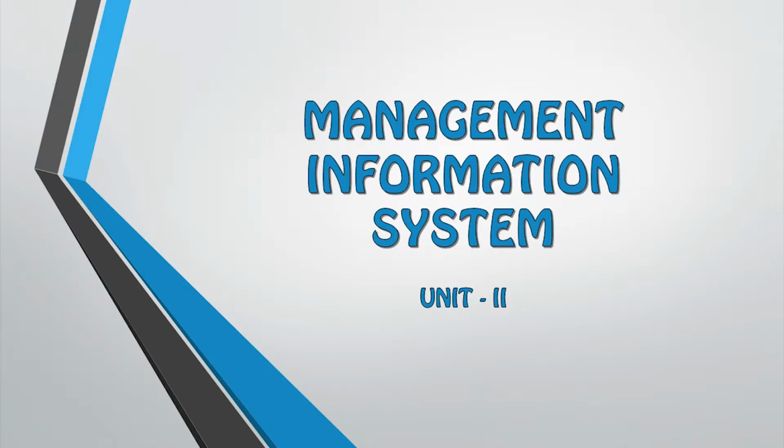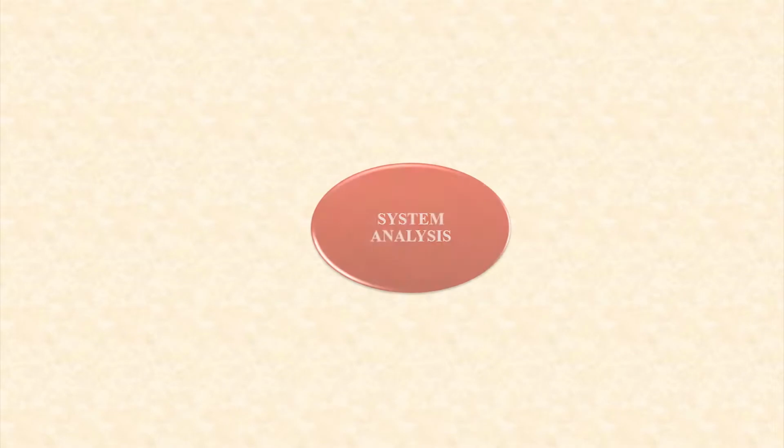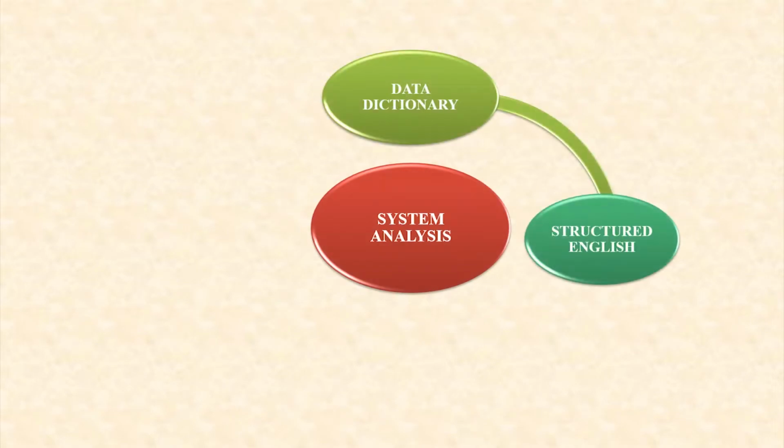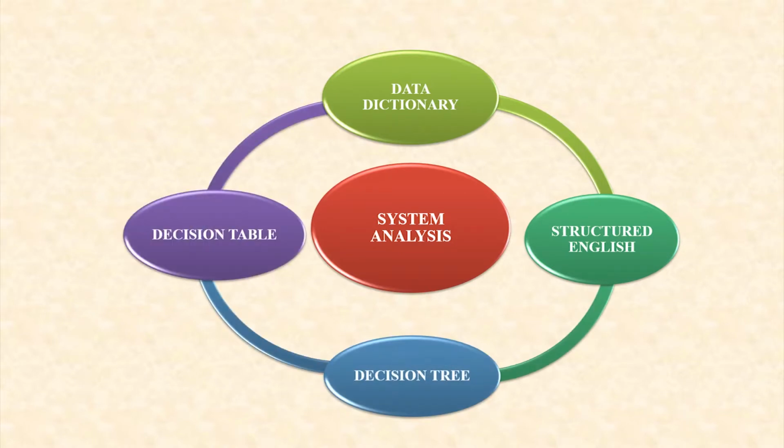Hello everyone. In the last video, we discussed data flow diagrams. Now, we will discuss various other tools which are used in system analysis. These can be categorized as data dictionary, structured English, decision tree, and decision table. Let's discuss these one by one.